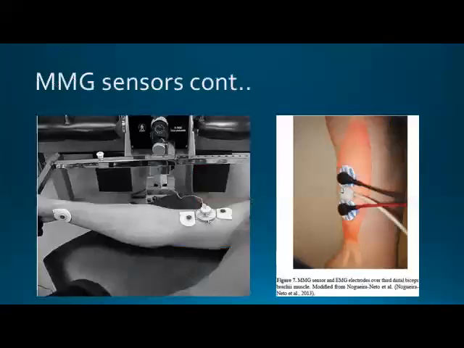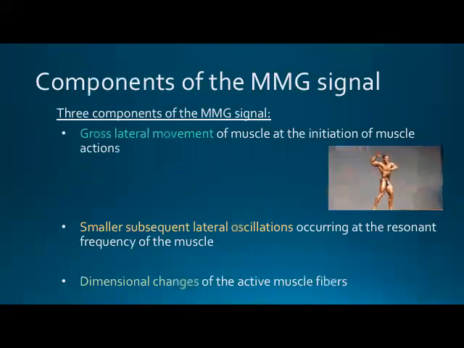So let's tease apart those three different aspects of our MMG signal. So this might help you remember. The first part is called a gross lateral movement. And a good example is a bodybuilder, right? So a bodybuilder or fitness competition, when they're coming out on stage and they're getting ready to go from a relaxed position to a pose position, that big movement of muscle, that's the gross lateral movement that we see at the very initiation of our MMG signal. So if you remember back to that signal, there is that first blip, that is our gross lateral movement.